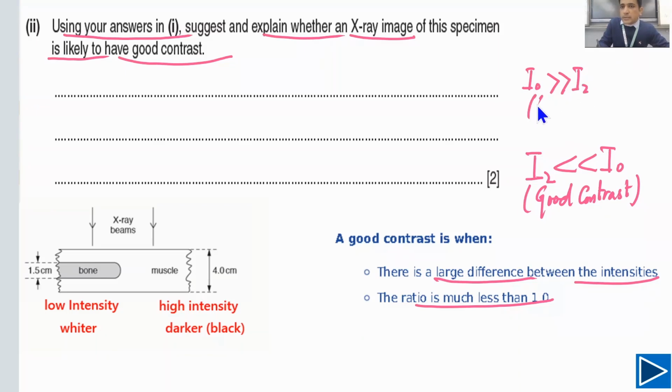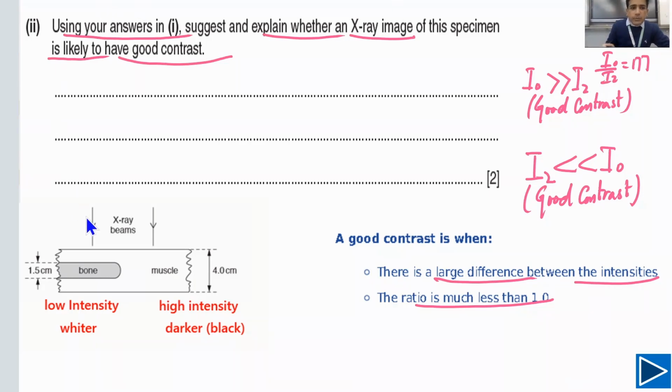it also means good contrast. So in this case, we have found that the ratio between I0 and I2 is equal to 177. I0 by I2, we have found that is 177. It means I0 is 177 times greater than I2. So it means there is good contrast. So that's all what you need to understand.